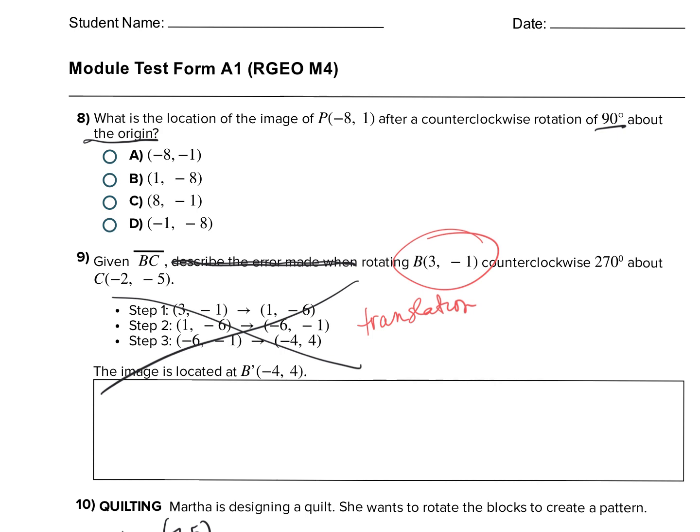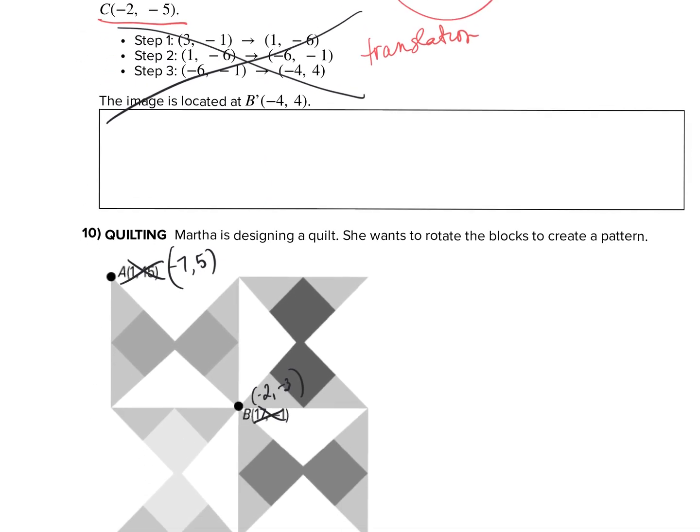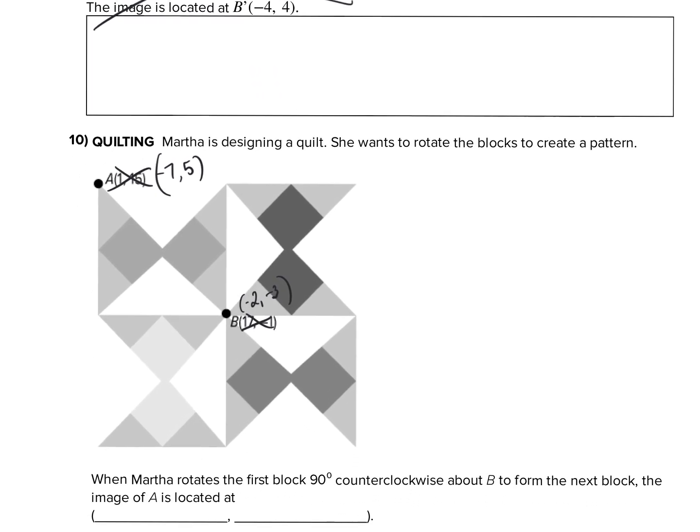So for number 9, we're going to rotate point B, (3, -1), counterclockwise 270 degrees. But we're going to rotate it around C, which is at (-2, -5). Okay. Question 10.